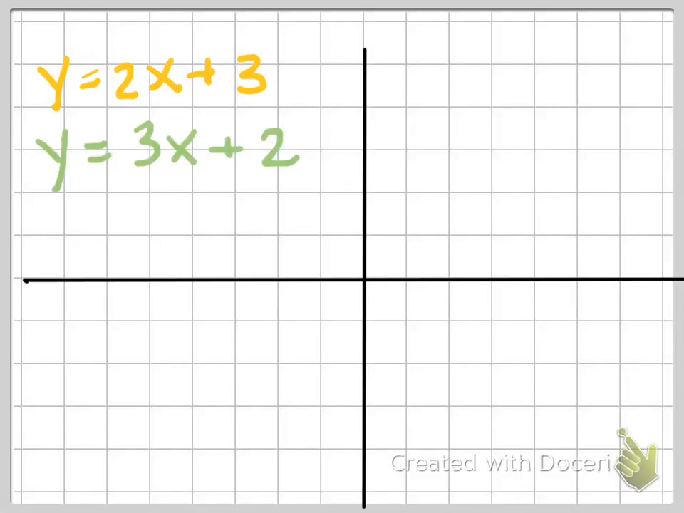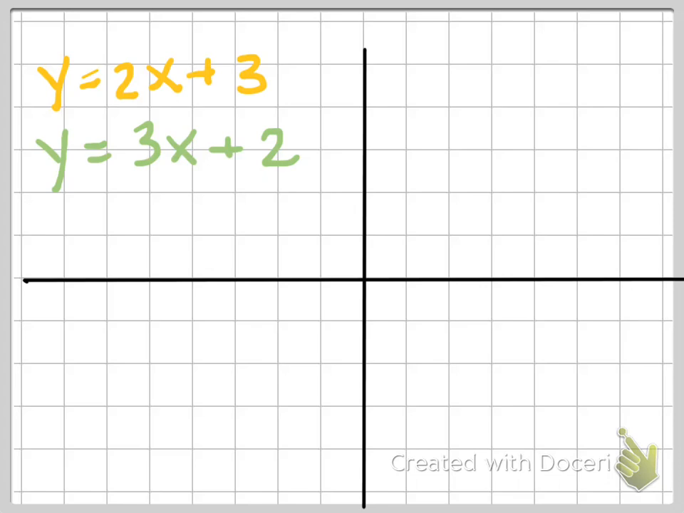Hey guys, today we're working on graphing systems of equations. A system of equations is just two or more equations, so it's just a couple of equations together. The point of graphing these is to find the solution. The solution is going to be a specific coordinate where the lines cross.